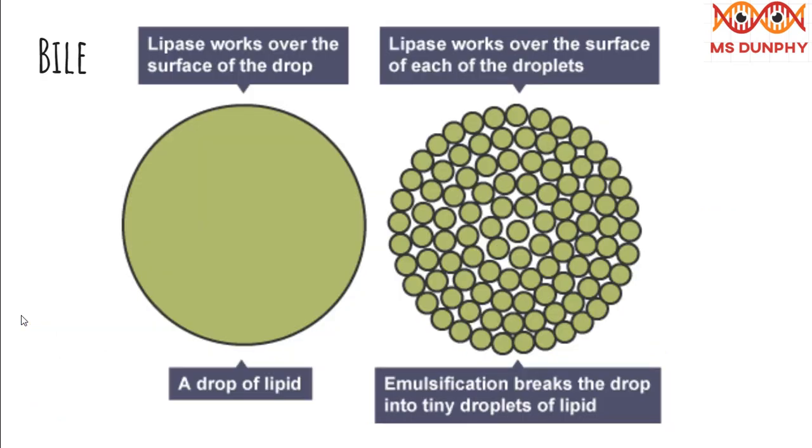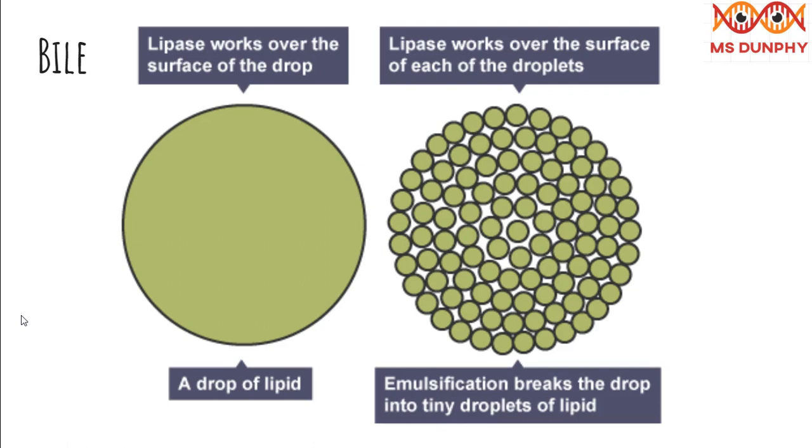Bile is produced in the liver. It's stored in the gallbladder before it's released into the small intestines. The hydrochloric acid in the stomach makes the pH too acidic for enzymes in the small intestine to work properly. Bile is an alkaline. It neutralizes the acid and makes conditions alkaline. The enzymes in the small intestine work best in these alkaline conditions.